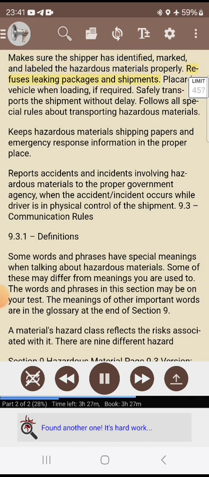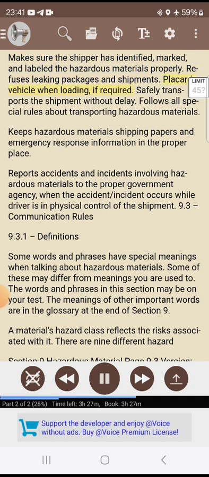Refuses leaking packages and shipments. Placards vehicle when loading, if required. Safely transports the shipment without delay. Follows all special rules about transporting hazardous materials. Keeps hazardous materials shipping papers and emergency response information in the proper place. Reports accidents and incidents involving hazardous materials to the proper government agency, when the incident occurs while the driver is in physical control of the shipment.